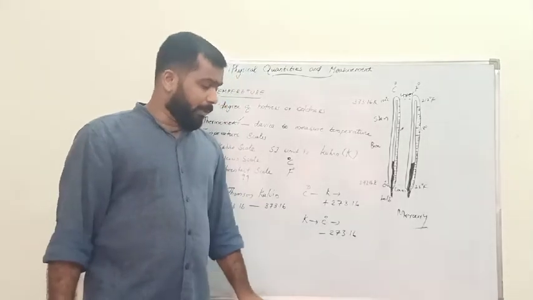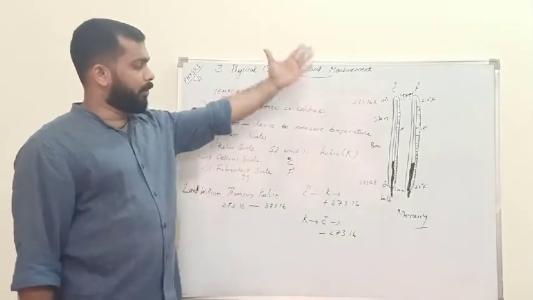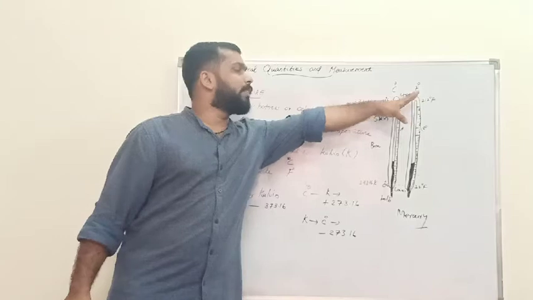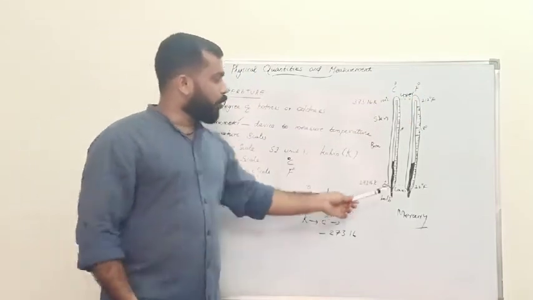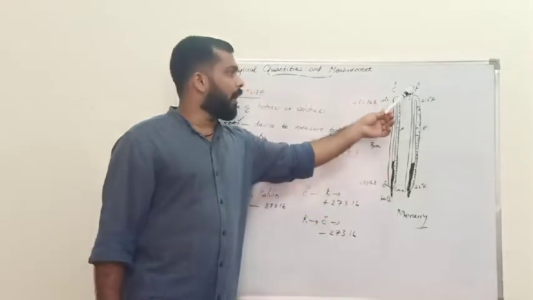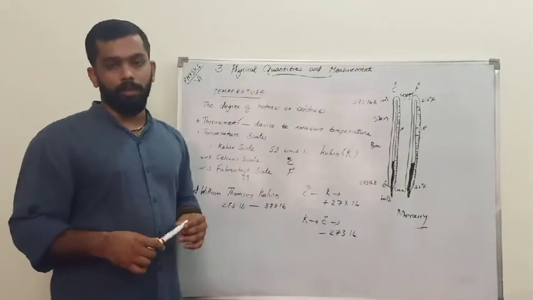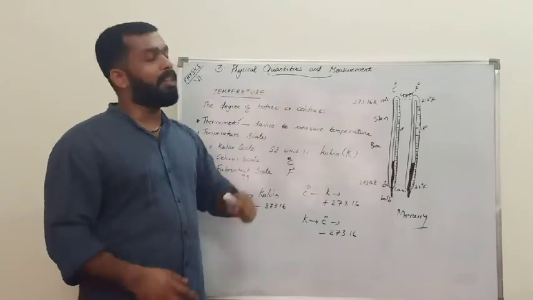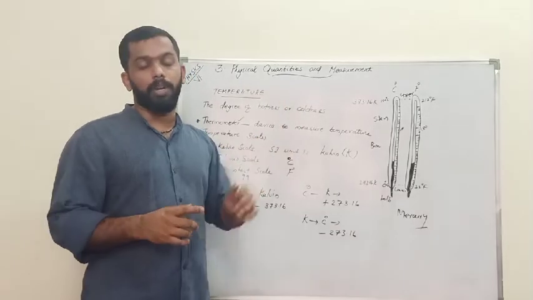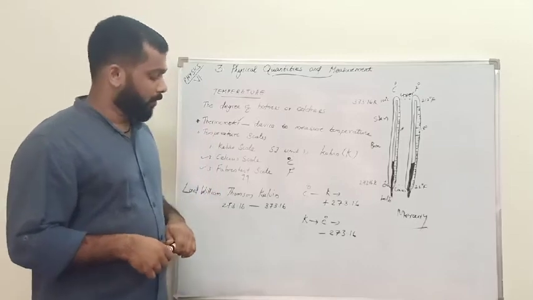Now, for a thermometer, whether it is a degree Celsius thermometer, a Fahrenheit thermometer or a Kelvin thermometer, two points are there. One is the lower limit point and another is the upper limit point. The lower limit will be the minimum point and the upper limit will be the maximum point of that particular thermometer.